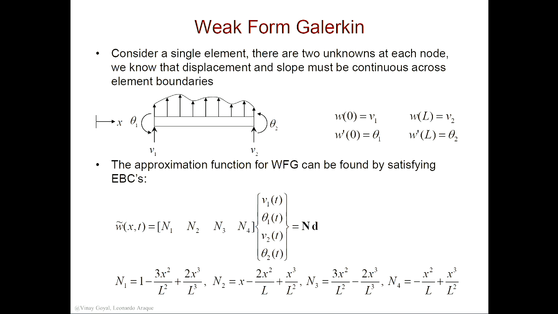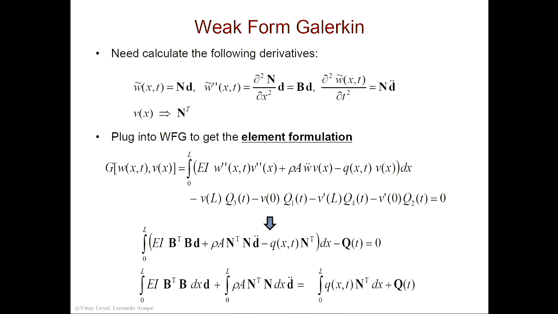Now I have a suitable approximation function, with each of these basis functions linearly independent, a complete set, satisfying the Kronecker delta property and the partition of unity. Great functions. Now we have W(X, t) as N bold times D. I have to calculate the double derivative, so I'll do it here. Second derivative of N bold with respect to X squared, times D bold, because D does not depend on X. So I get B bold D. B bold is this guy here.